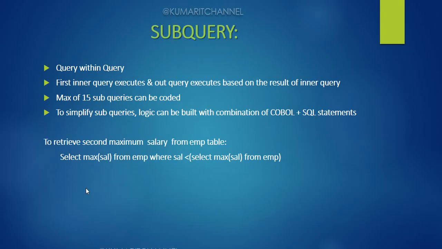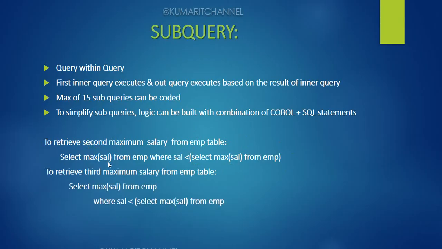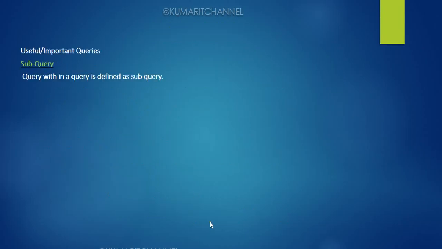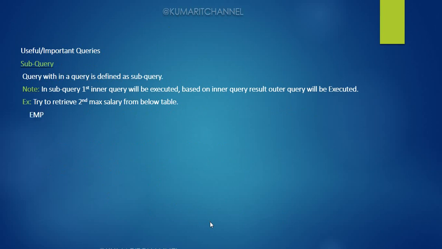For example, if I want to retrieve the second maximum salary from the employee table, first I'll write select maximum salary from EMP where salary is less than select the maximum salary of EMP. So what happens here? The inner query will be executed first, then the outer one later. This query within a query is called a nested query, and these are useful, important queries.